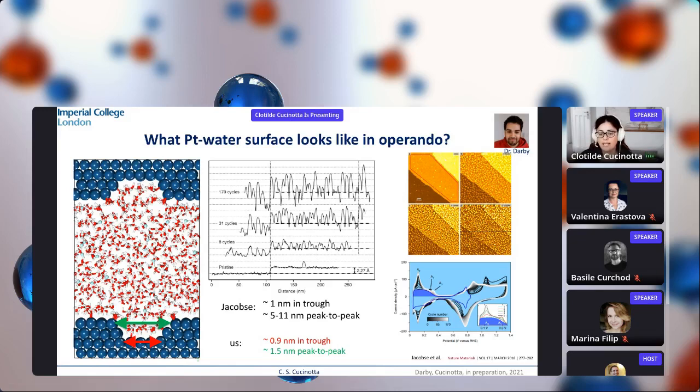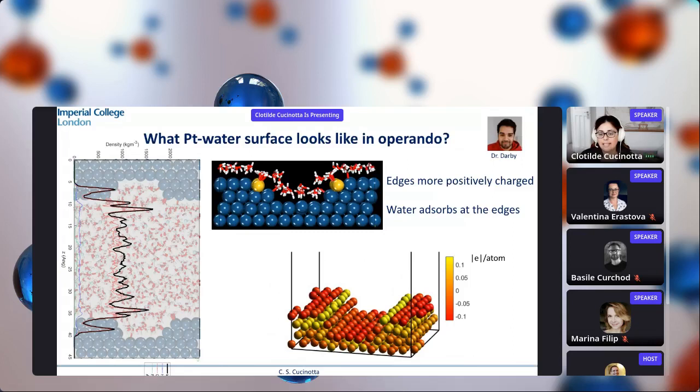An interesting result that we obtained is that the properties of the edge are very different from the properties of the rest of the system. Indeed, the edge is charged positively and there are adsorbed water molecules on the edge, which occur also at a negative potential. This can point to different hydrogen evolution mechanisms at the edge and at the surface.